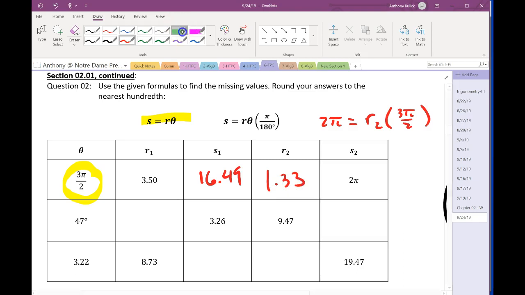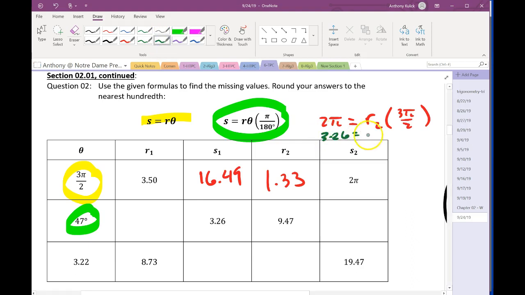If I look at the next line, here I'm given something in degrees, so I know I have to use the degree version of our formula. And just like in the previous one, we're given S1 is 3.26. We need to find R1, and we know that theta is 47. And then we have this pi over 180 here at the end. So I'm going to divide both sides by 47 times pi over 180.